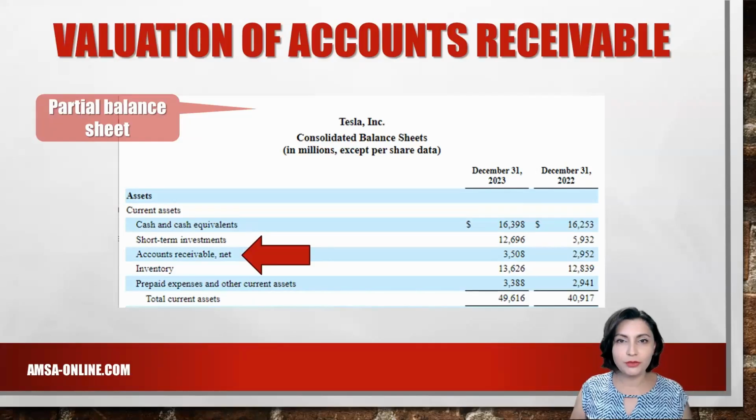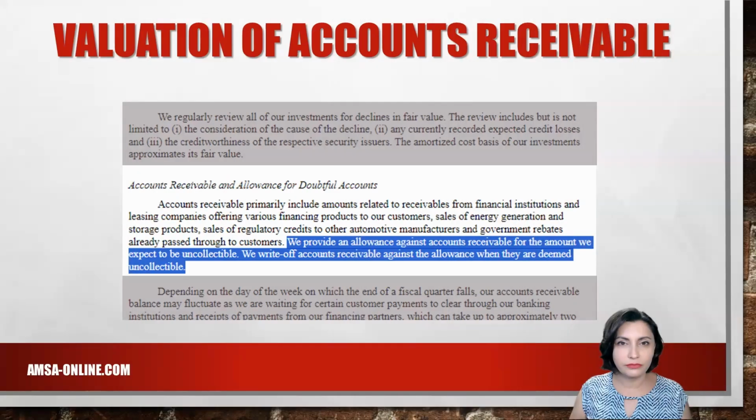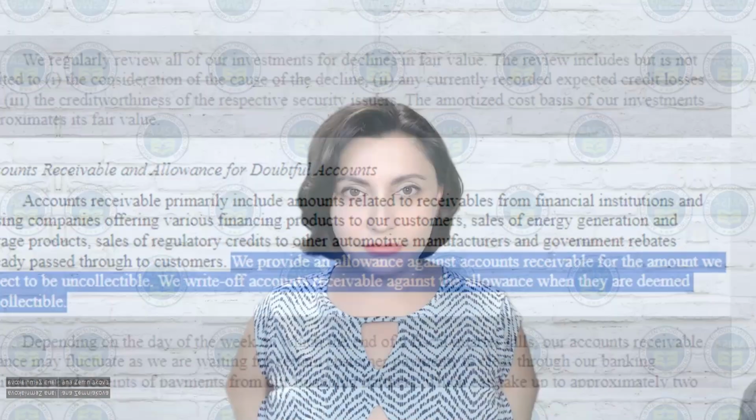Let's look at Tesla's partial balance sheet to see how it reports its accounts receivable. They call it accounts receivable net. The explanation is in the notes to financial statements. Tesla provides an allowance against accounts receivable for the amount it expects to be uncollectible. It writes off accounts receivable against the allowance when they are deemed uncollectible.